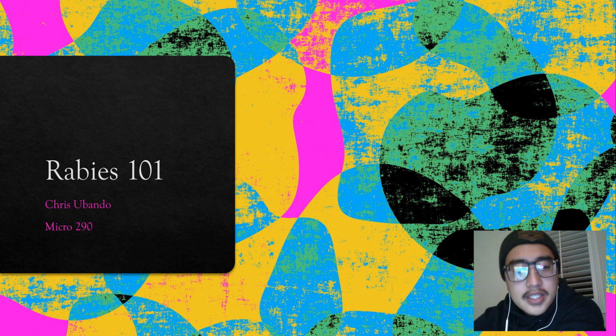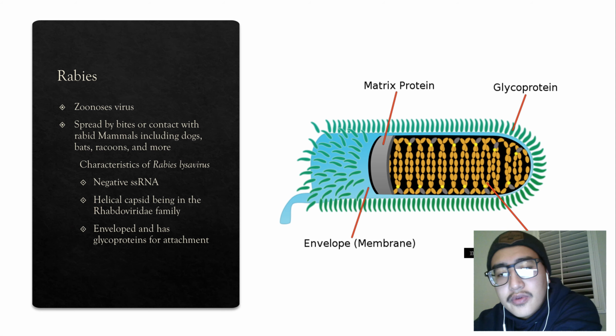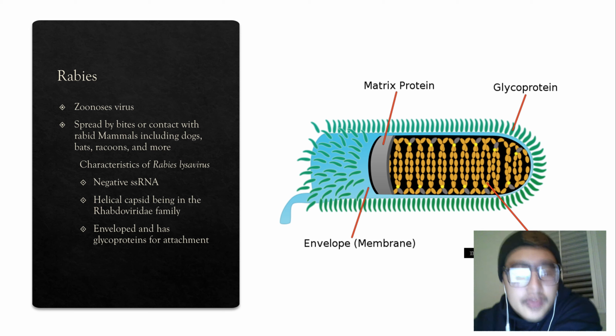I'm going to do a quick presentation on rabies. So rabies is a zoonosis virus that is spread through the contact of mammals or bites from animals to humans, and those rabid animals can include dogs, bats, and raccoons, and even more.